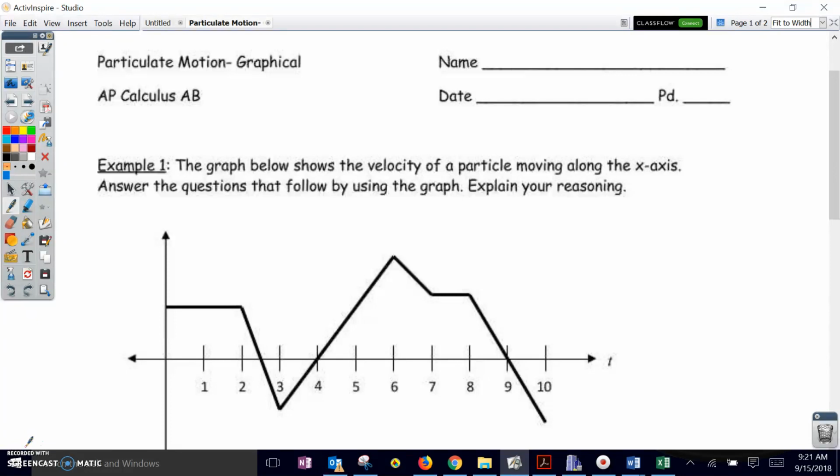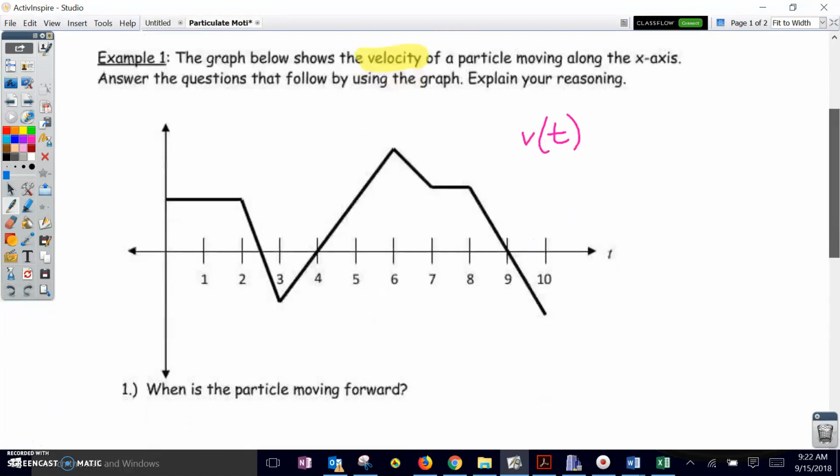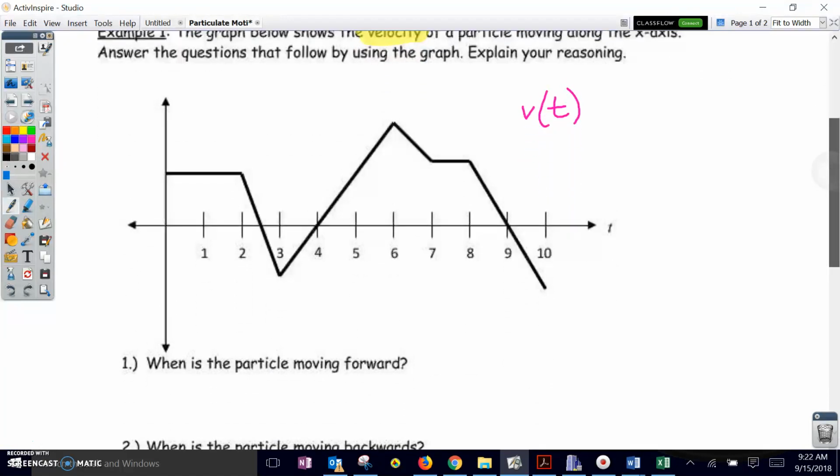We're going to answer the questions that follow by using the graph, and we're going to explain our reasoning in each of these. First of all, it's key anytime I'm looking at a graph and using it for interpretation that I understand what the graph represents. This graph represents the velocity. Okay, so this is my velocity function. And all my answers to these questions are going to be based off of the fact that this is the velocity function. So let's go ahead and look at the first question.